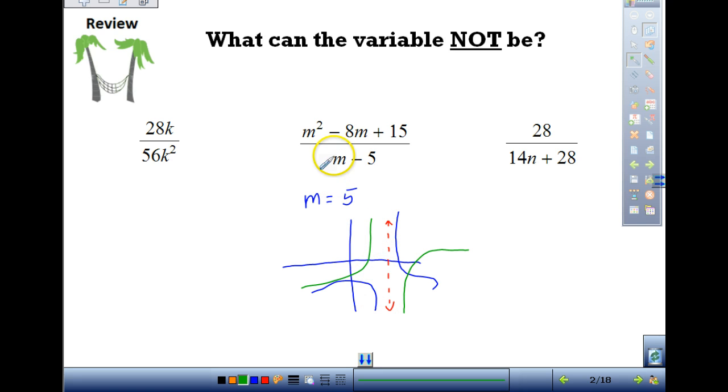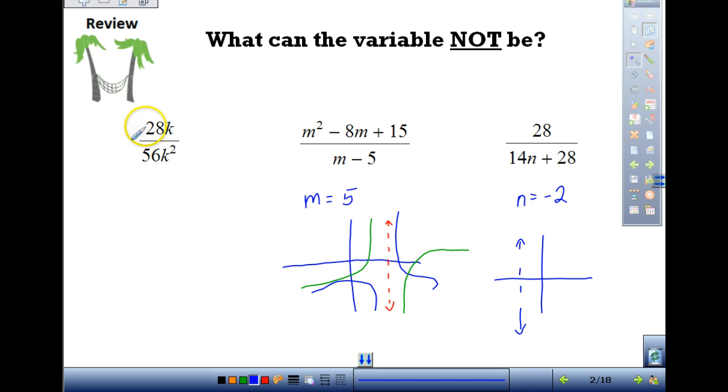If I plug in 5 right here on the top and bottom, I'll get some number divided by 0, which is undefined, and you can't graph something that's undefined. So we just put this dotted vertical line to show that this whole vertical line is undefined. All values of 5 are undefined. What value here of n will make it undefined? -2. So I know that at -2 I'll have this vertical line, and then stuff will happen on the left and right. Okay.